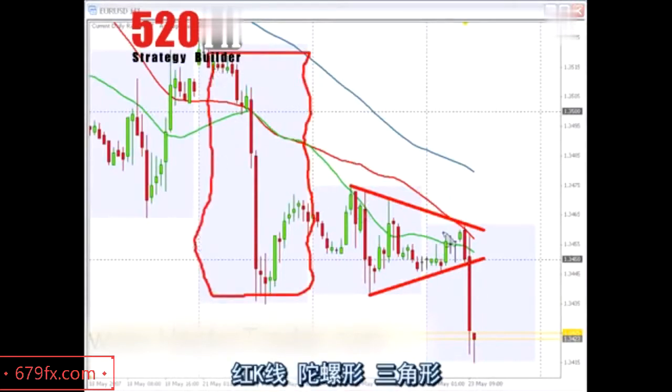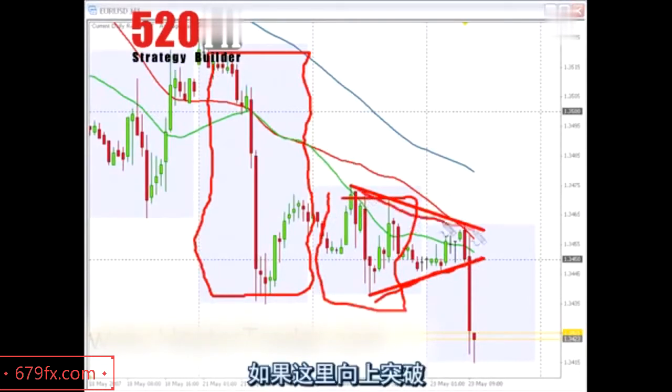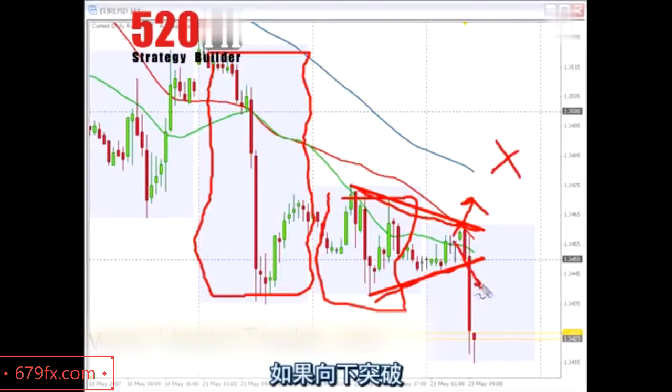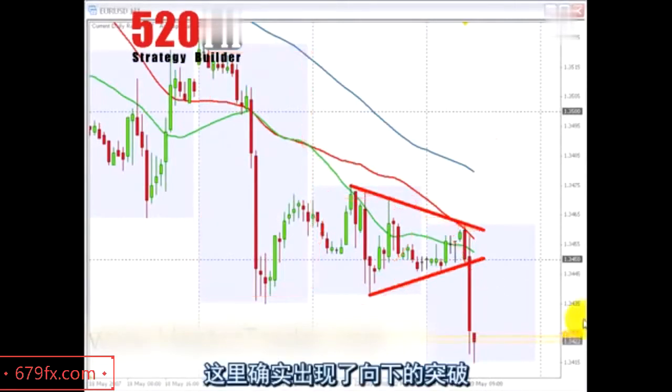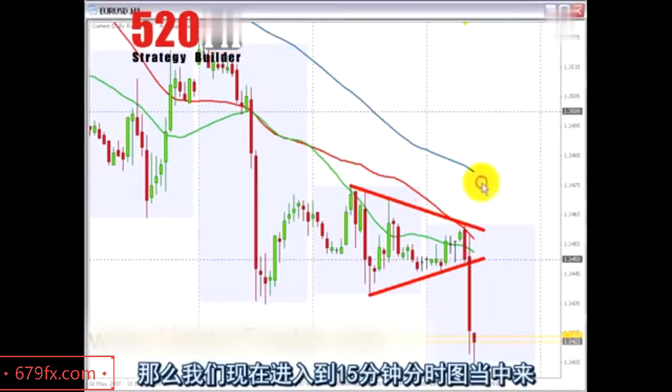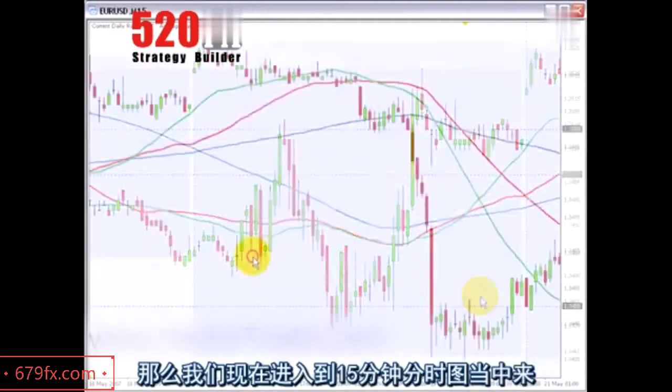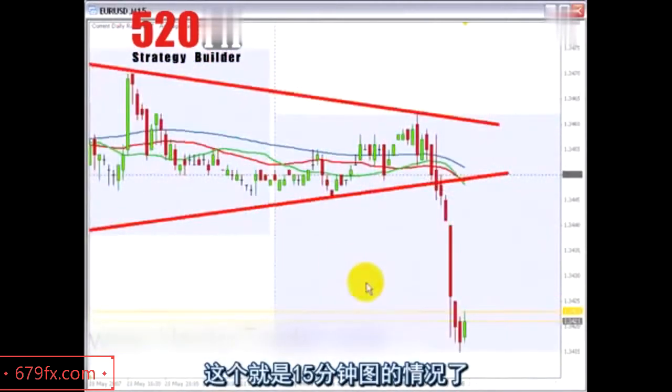Red bar, spinning top, triangle. If it breaks to the upside, the whole setup is void, cancelled. If it breaks to the downside, I would search for a short entry. Well, we did get the breakout to the downside. I zoomed into the 15-minute chart again, and this is what's been going on in the 15-minute chart.